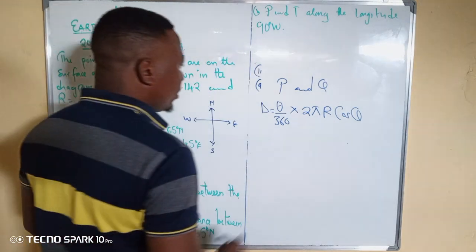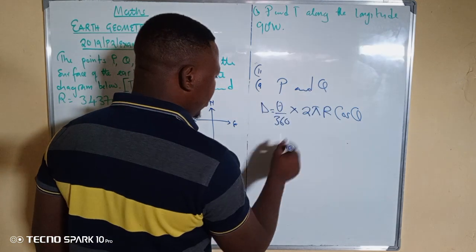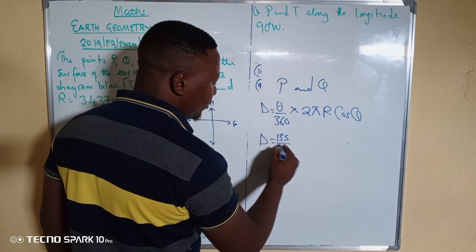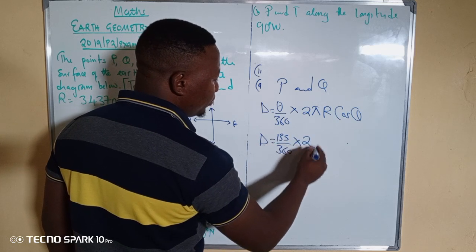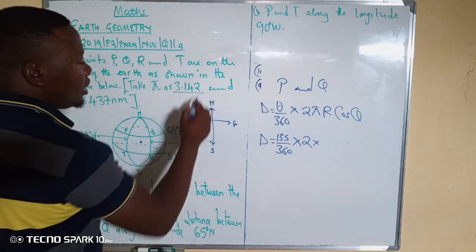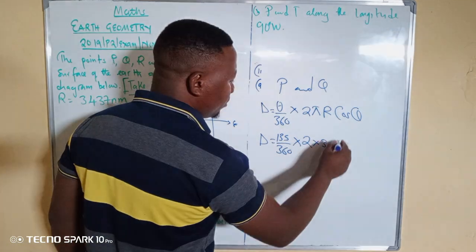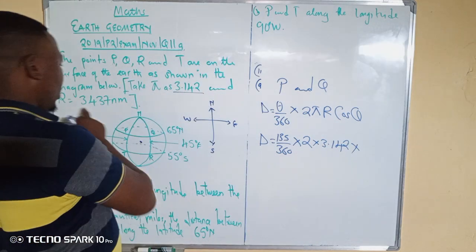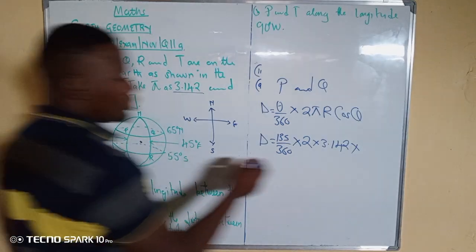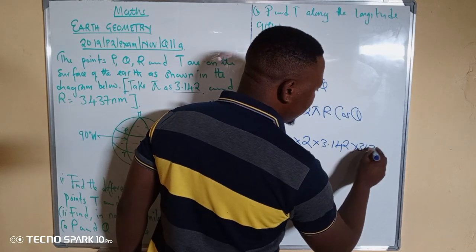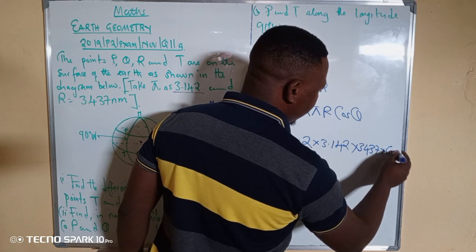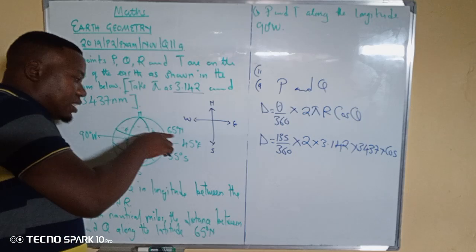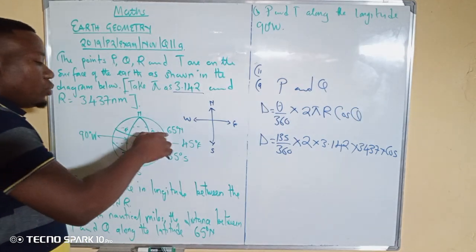So remember that between P and Q, what I found was 135. So I'm going to say distance is equal to 135 over 360, then times 2 times pi. The pi is given to us as 3.142. Then times our radius, which is 3437. Then times cos what? I'm going to write cos 65, because it is in the latitude of 65.